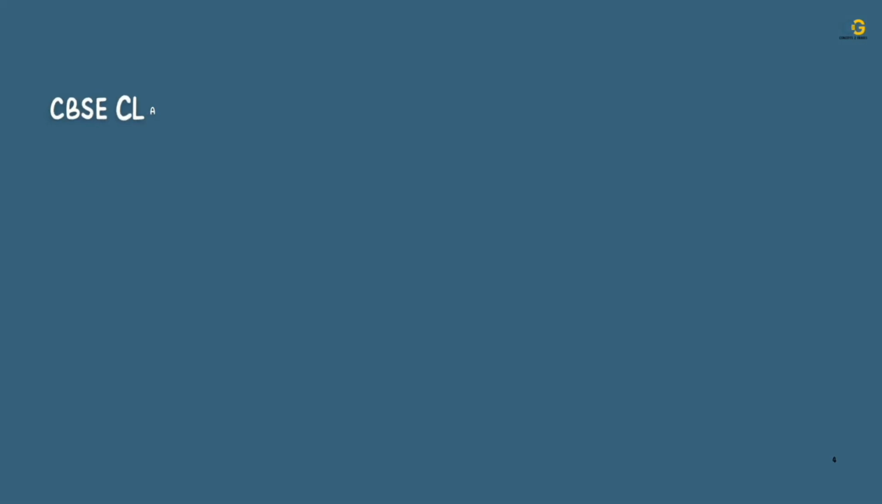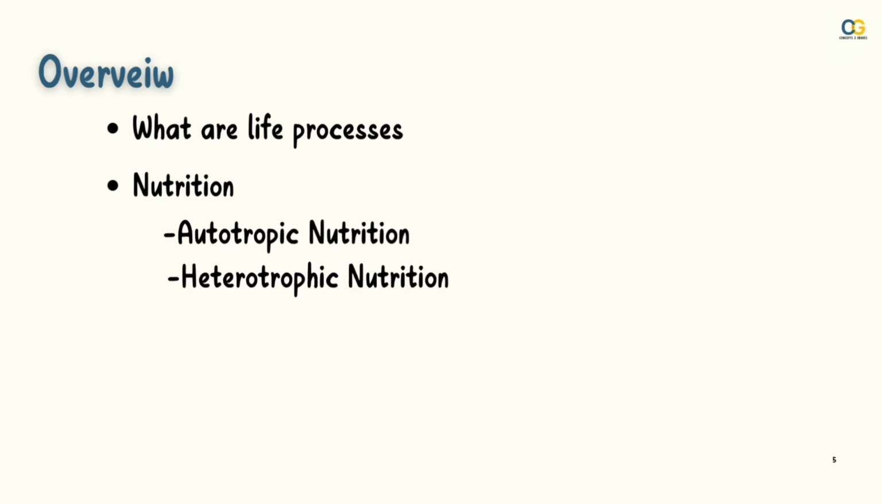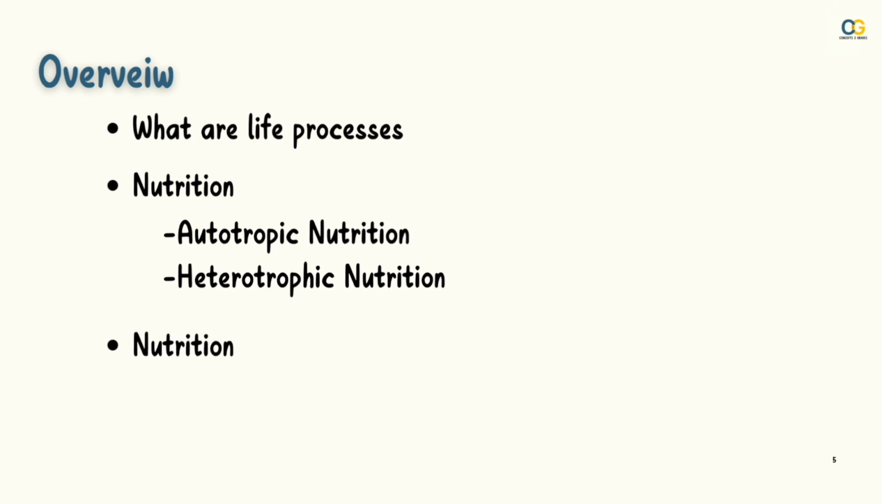In this video, we will be doing the CBSE Class 10th Science Chapter 5 Life Processes. Here, we'll be covering the nutrition section of this chapter in just 20 minutes. We will start this video with what are life processes, move to nutrition with details about autotrophic nutrition and heterotrophic nutrition, and then cover nutrition in human beings in detail. Feel free to move across the section as per your requirements and stay till the end to answer an amazing quiz to see how well you have understood this section.